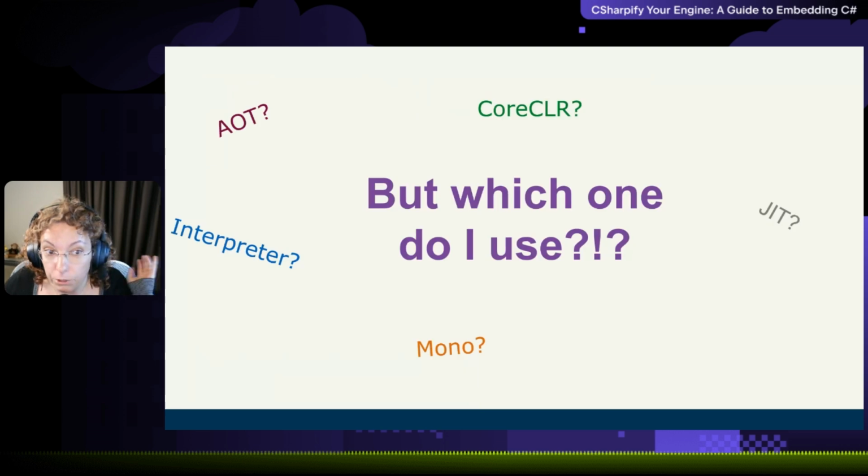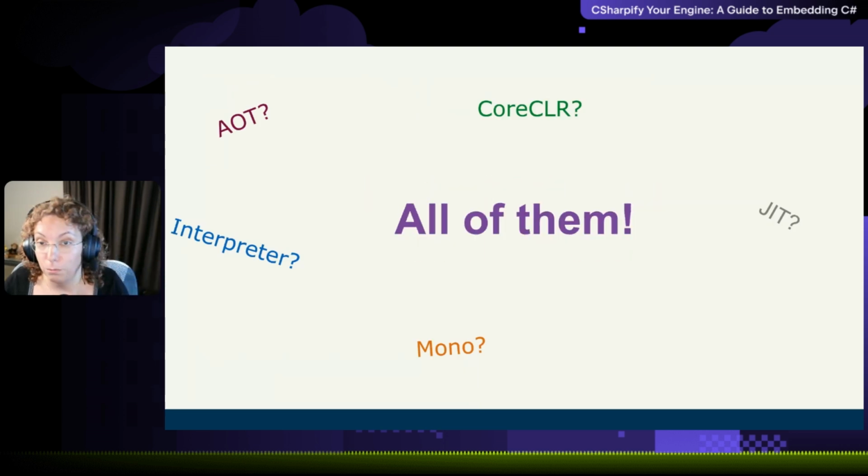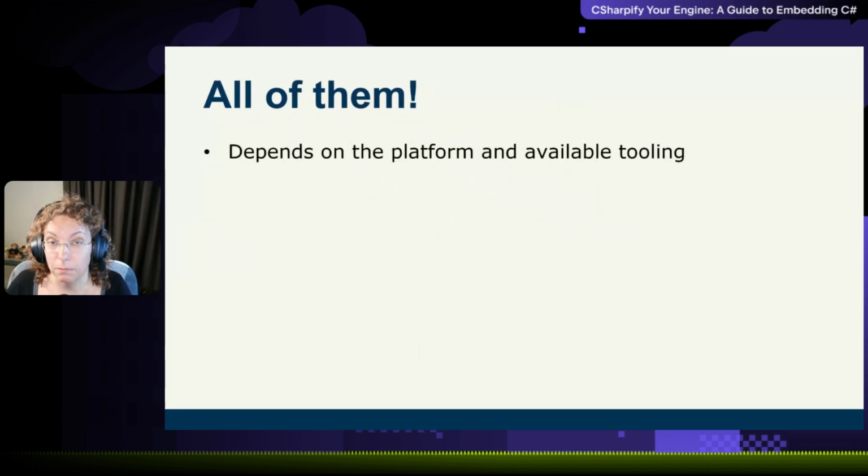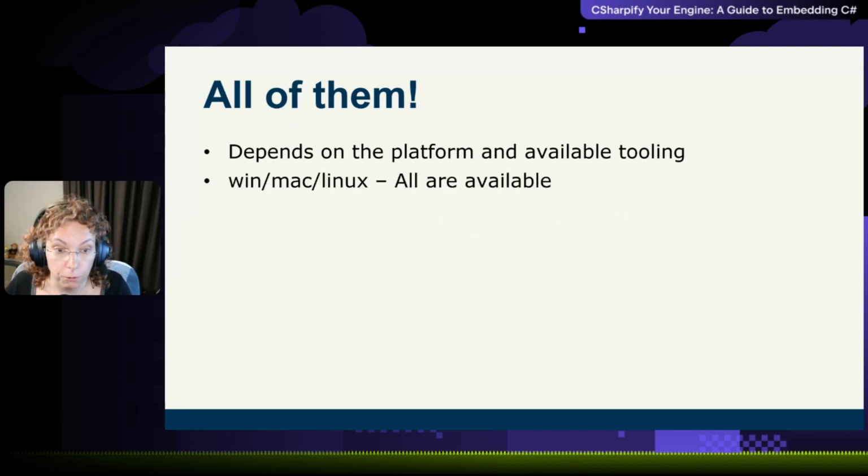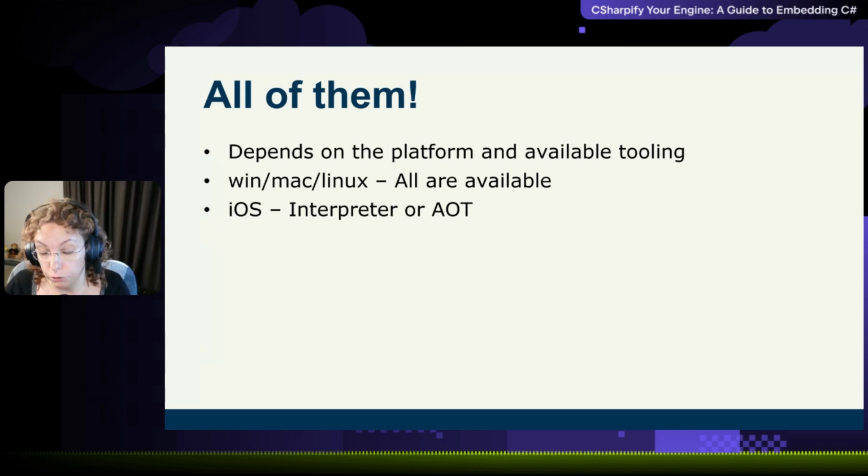And which one do we use? How do we choose? We use all of them. It really depends on which platform you're going to be trying to run C# on and what tooling exists for it. If it's Windows, Mac, and Linux, you can use any modes. All of them are available. If it's iOS, you need to use an interpreter or AOT. You cannot use JIT on that platform. And there's no Core CLR interpreter, so there you can only use AOT.